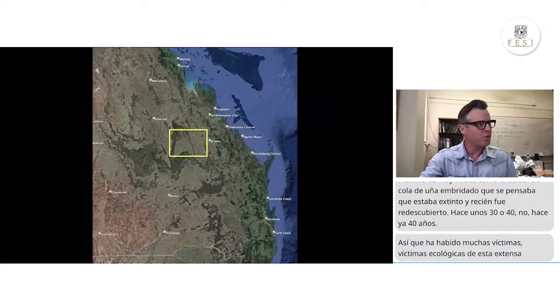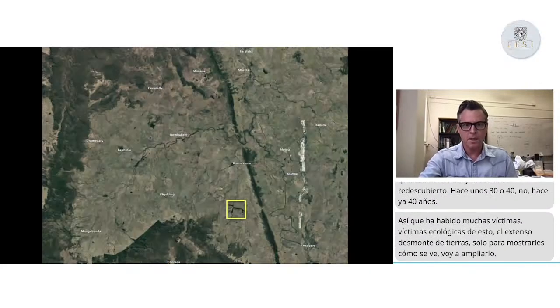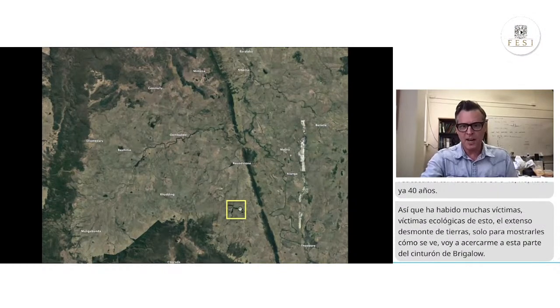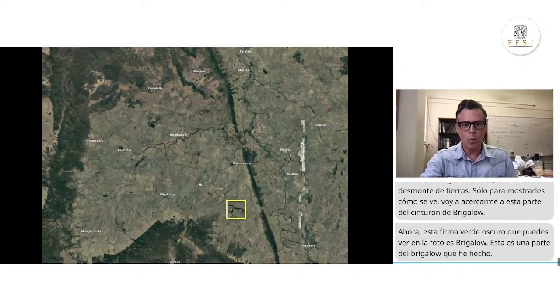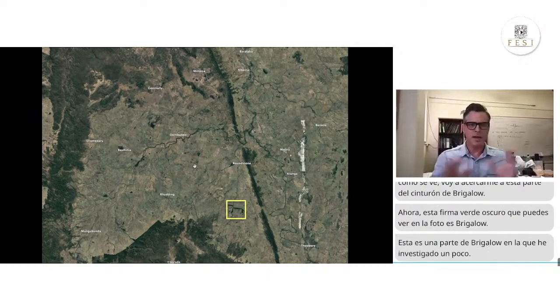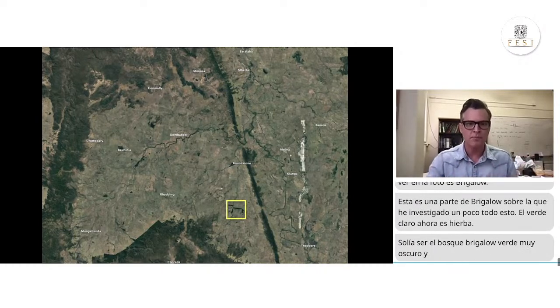Just to show you what that looks like, I'm going to zoom into this part of the brigalow belt. Now, this dark green signature that you can see on the photo, that's brigalow. This is a part of the brigalow that I've done some research in. All of this light green is now grass. It used to be the very dark green brigalow forest, and it's now all grass, and mostly an African grass.